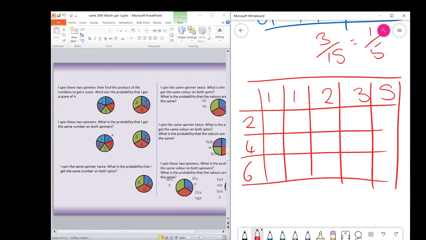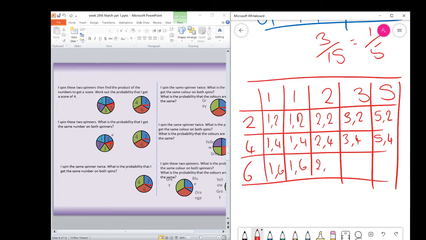Right, so for this one, I'd get a 1 and a 2. I'd get a 1 and a 2. I'd get a 2 and a 2. I'd get a 3 and a 2. I'd get a 5 and a 2. A 1 and a 4, a 1 and a 4, a 2 and a 4, a 3 and a 4, a 5 and a 4. A 1 and a 6, a 1 and a 6, a 2 and a 6, a 3 and a 6, and a 5 and a 6.